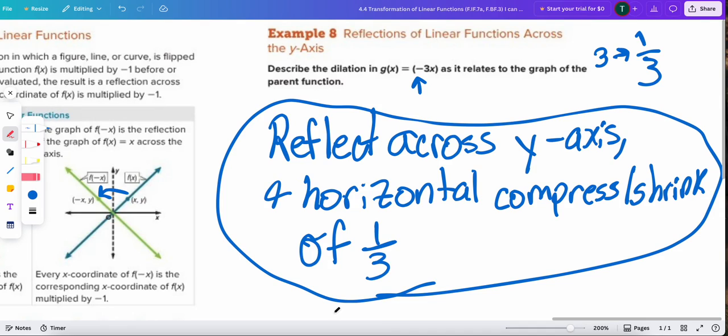So we'll talk a little bit more about this in 4.7, I believe, but that is it for the 4.4 notes.